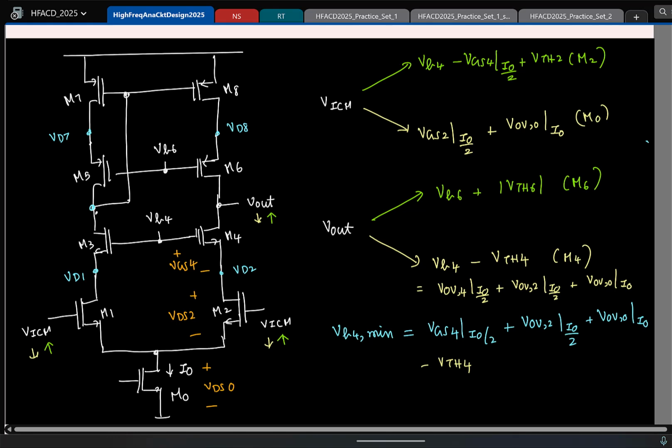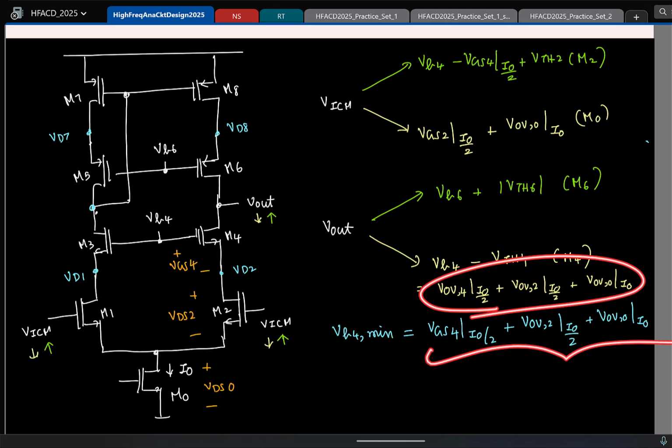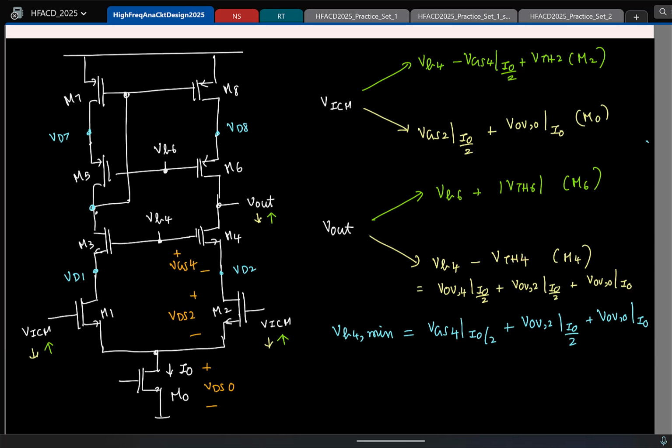But I did it this way because please remember, Vout reaching this minimum value is conditional upon the fact that you choose this minimum value for VB4. It is only because you have free control over VB4 that you can connect VB4 to this minimum value. I'll erase this. And only if you connect it to this minimum value will you reach this. That is the point I wanted to highlight, so that's why I did this long way.